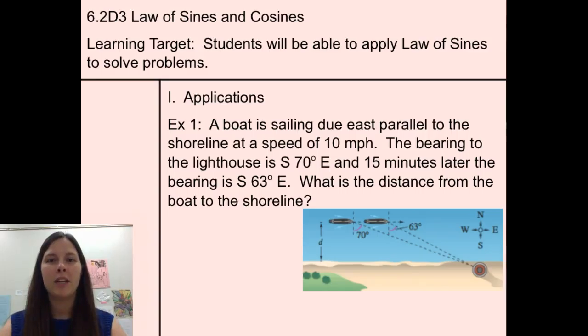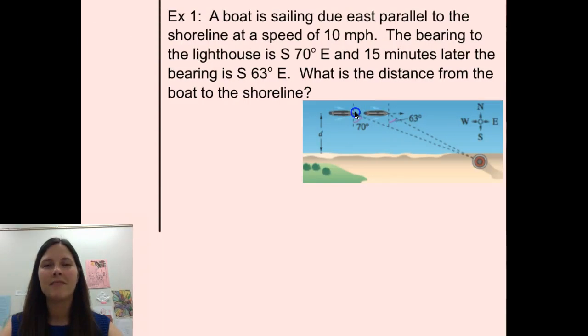Today we're going to look at applications of law of sines and law of cosines. So our first example, we're looking at a boat that is traveling east parallel to the shoreline, and we need to know the distance from the boat to the shoreline. In order to use law of sines or law of cosines, we need some information about a side.